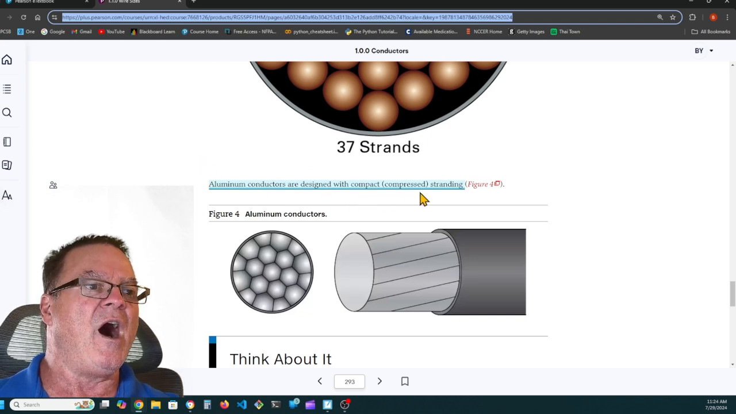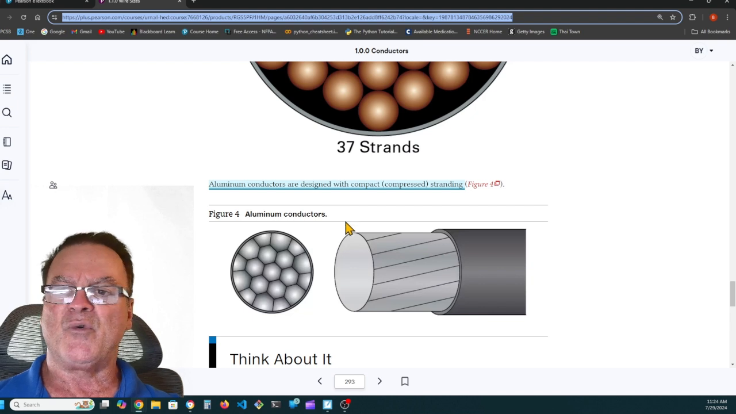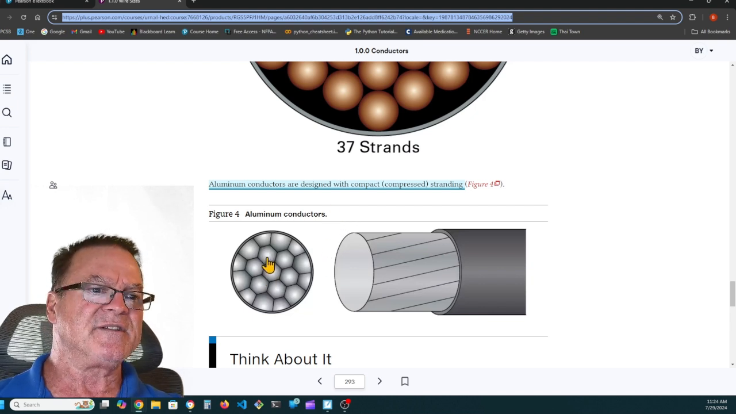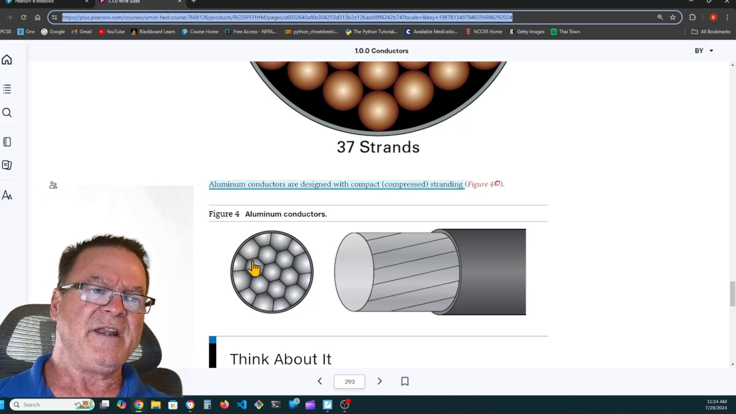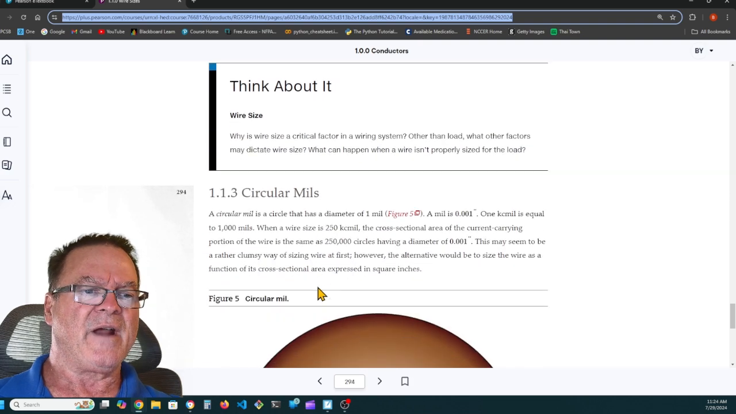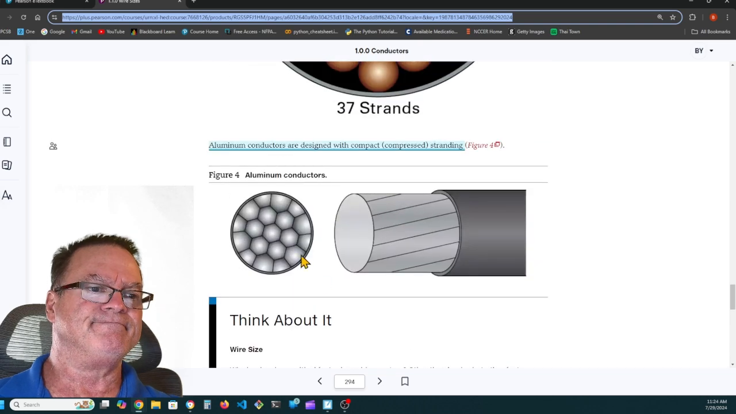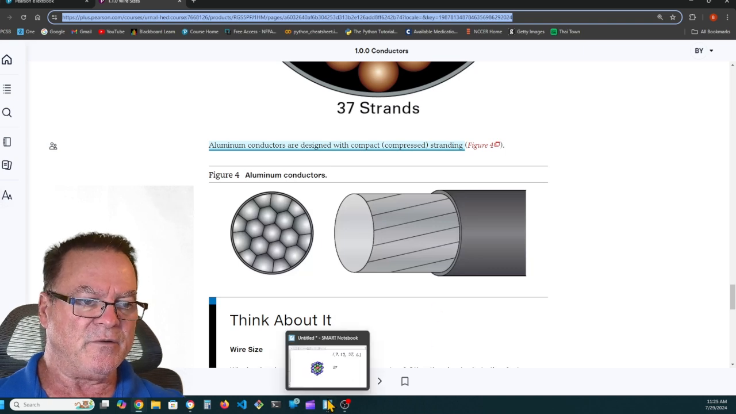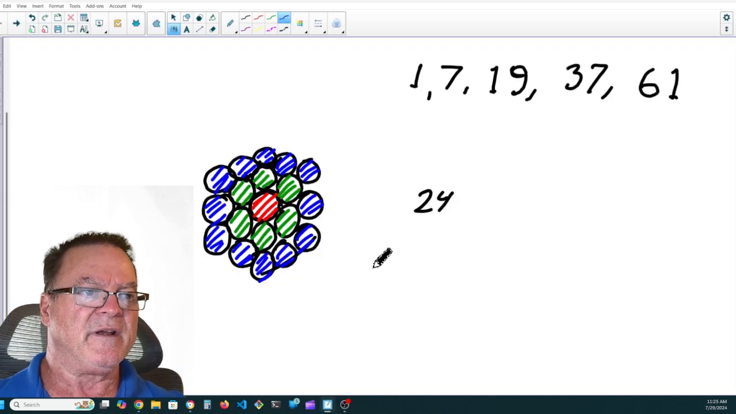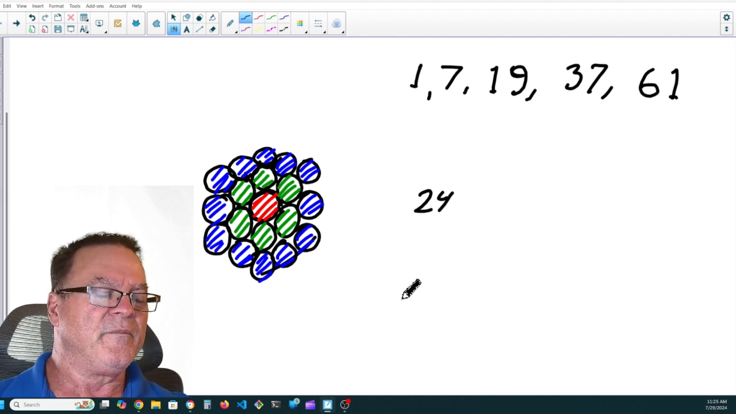Aluminum conductors are designed with compact stranding. Compact compressed conductors have strands that are shaped almost like the ice blocks in an igloo. So they're not necessarily hexagonal the way they're drawn here. Take it from me, they're more like the blocks in an igloo. Let me see if I can get back to my drawing here. They'll have 1, and then these 6 will be almost like keystones.